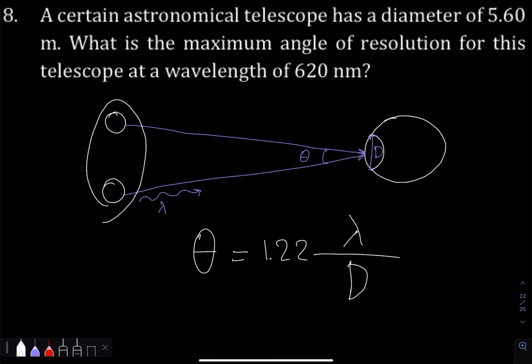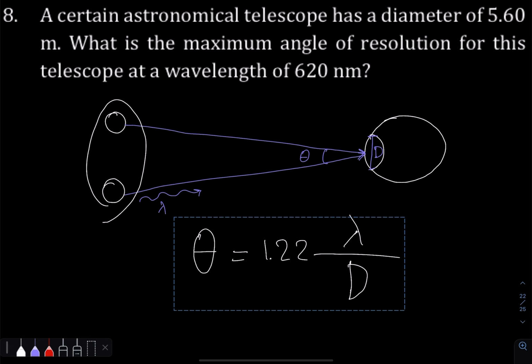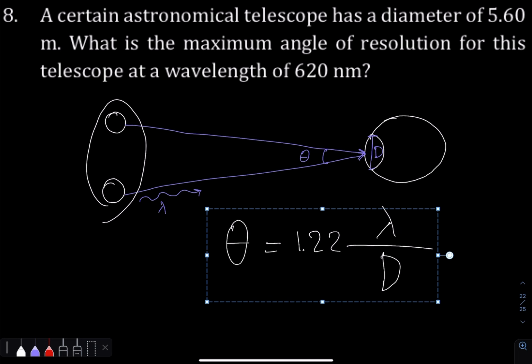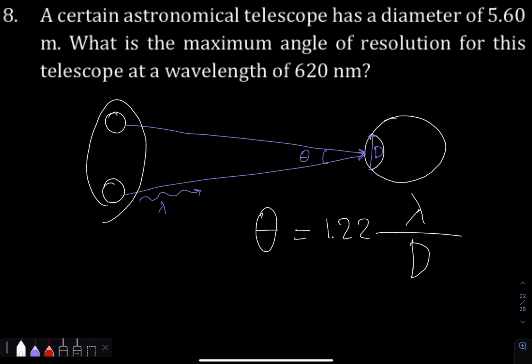So in this case, we can just solve. It's pretty simple, plug and chug in a sense. And keep in mind something else. This is going to be in radians. So if you're using your calculator and doing any sine stuff, convert this to degrees first, or use a radian on your calculator. So they're asking for the angle of resolution.